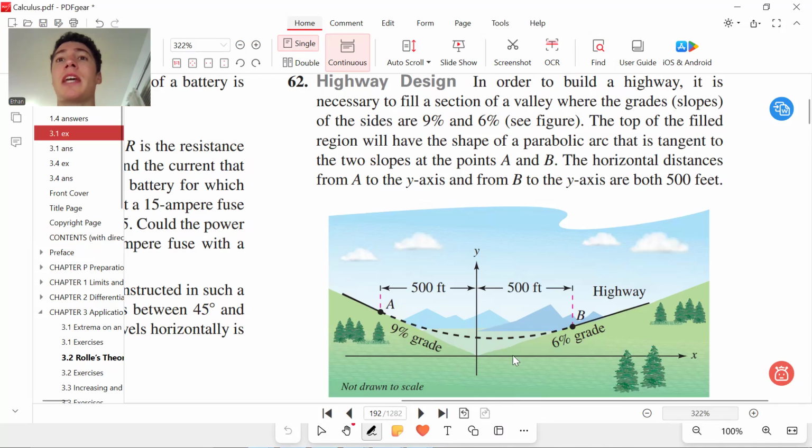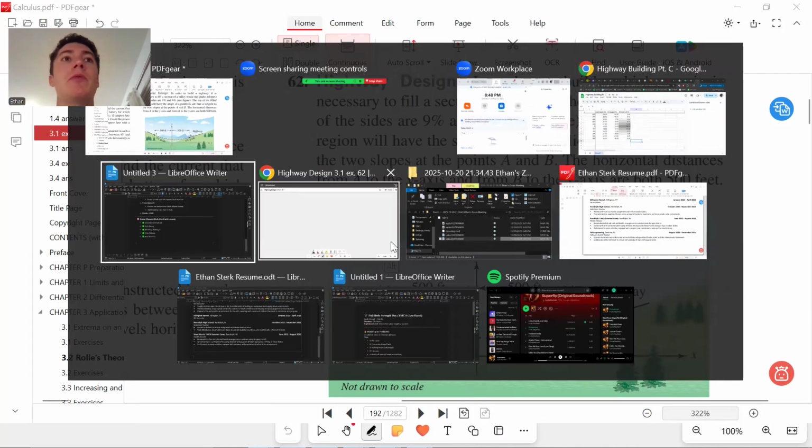So in this problem, they gave us a nice diagram, and they're saying that we are building a highway above this very theoretical valley where we have a perfectly 9% grade hill leading into another perfectly 6% grade hill. And before we get into the actual solving of this problem, we need to understand what 6% and 9% grade mean, which are actually pretty simple.